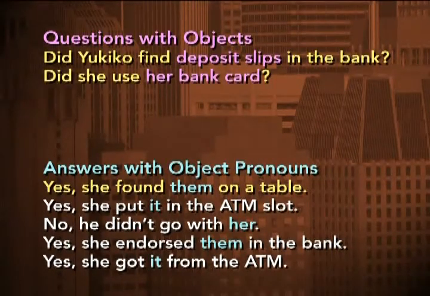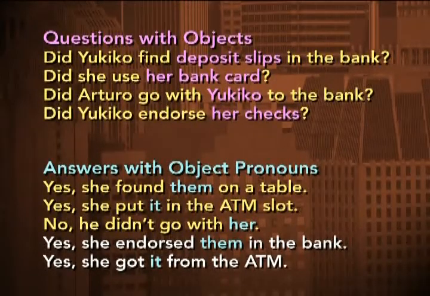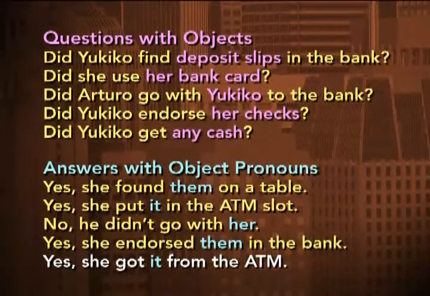Did she use her bank card? You see the answer? Yes, she put it in the ATM slot. Did Arturo go with Yukiko to the bank? You see the answer. No, he didn't go with her. And did Yukiko endorse her checks? Yes, she endorsed them in the bank. And did Yukiko get any cash? You see it. Yes, she got it from the ATM.